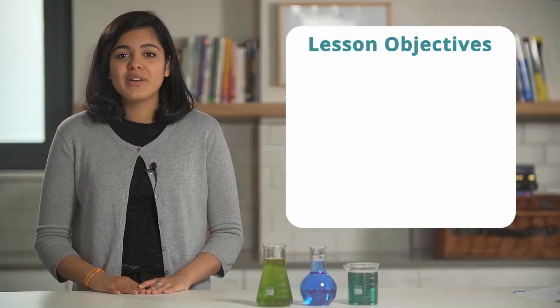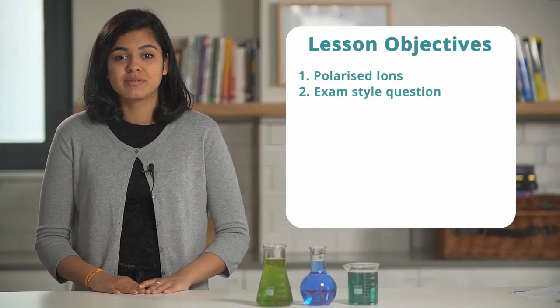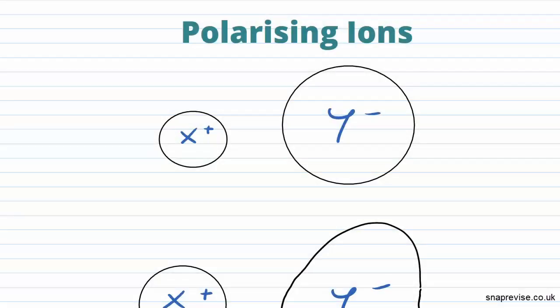Hi guys, in today's video we're going to look at polarized ions and then we'll look at an exam style question. So before we start, I just want to have a look at the relative size of our cation, our positively charged ion, and our anion, our negatively charged ion.